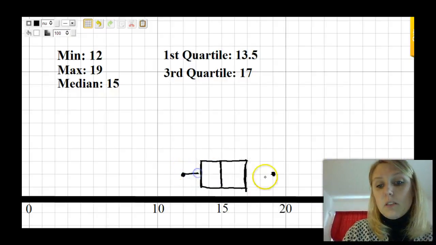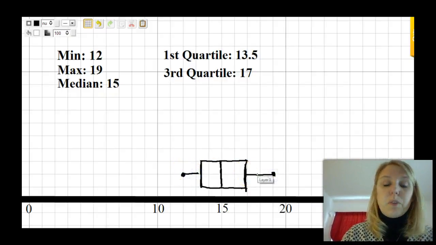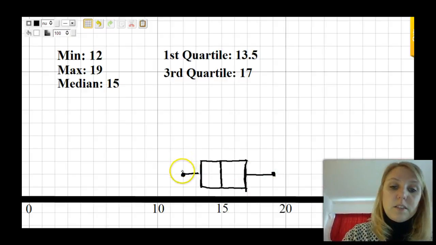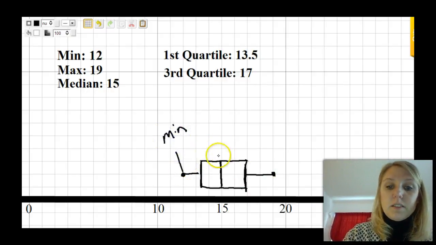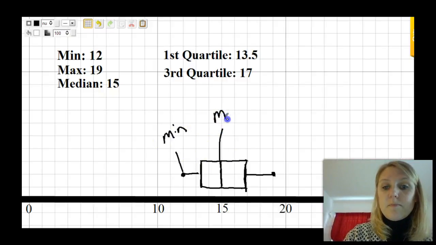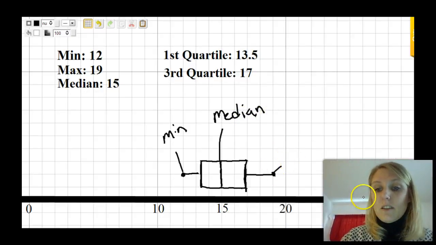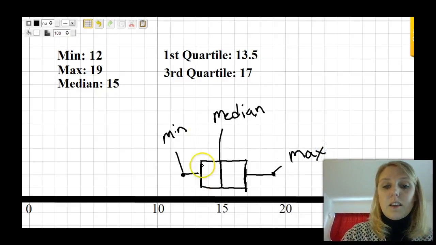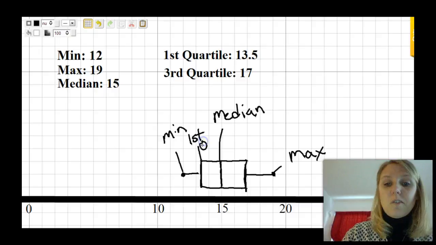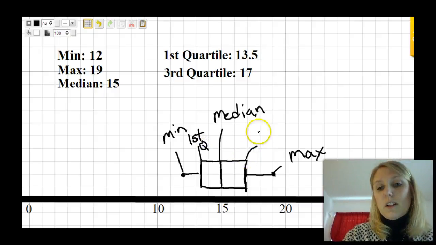And my middle with whiskers. This was the minimum. This was the median. This is the max. And this one is the first quartile. I'm going to say first Q. This was the last Q, or the third quartile.